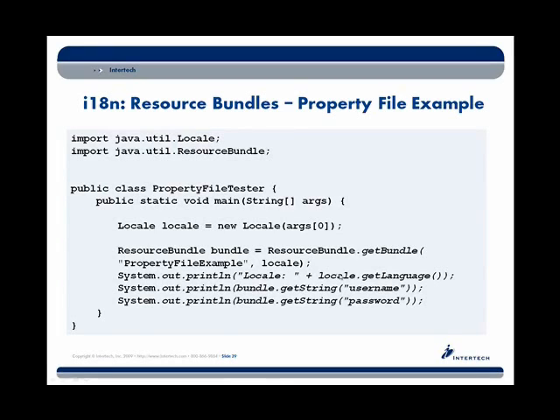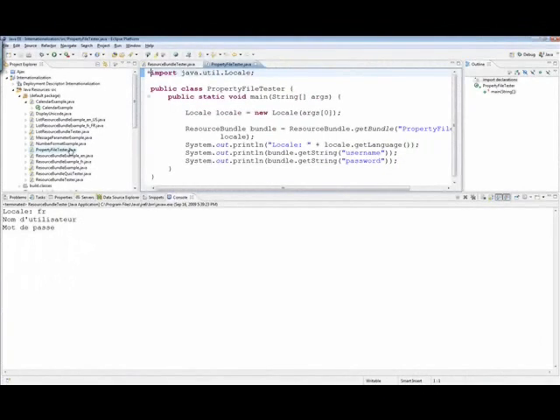So here I'm going to print out that locale and print out username and password. And if I jump back to my code, we'll see this in action. So here's my property file tester, and again, it looks almost identical to my resource bundle tester. Let me look at that from before. This one was grabbing our information out of a class, and this one is grabbing it out of a property file. What's the difference? Nothing. It's just going to first look to see if that bundle exists as a class, and if not, it'll see if it exists as a property file.